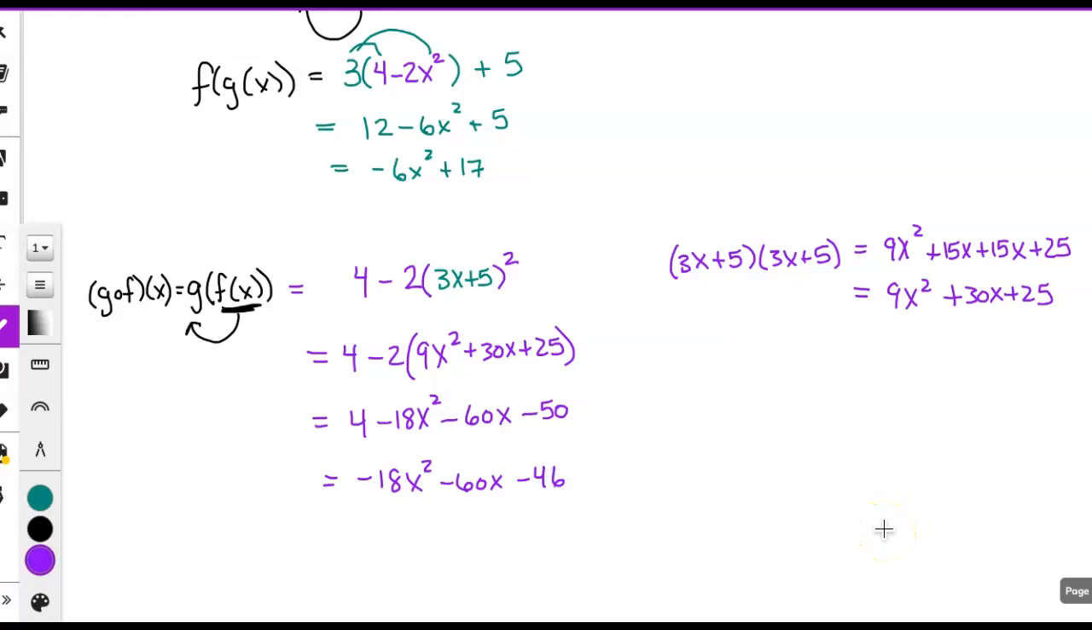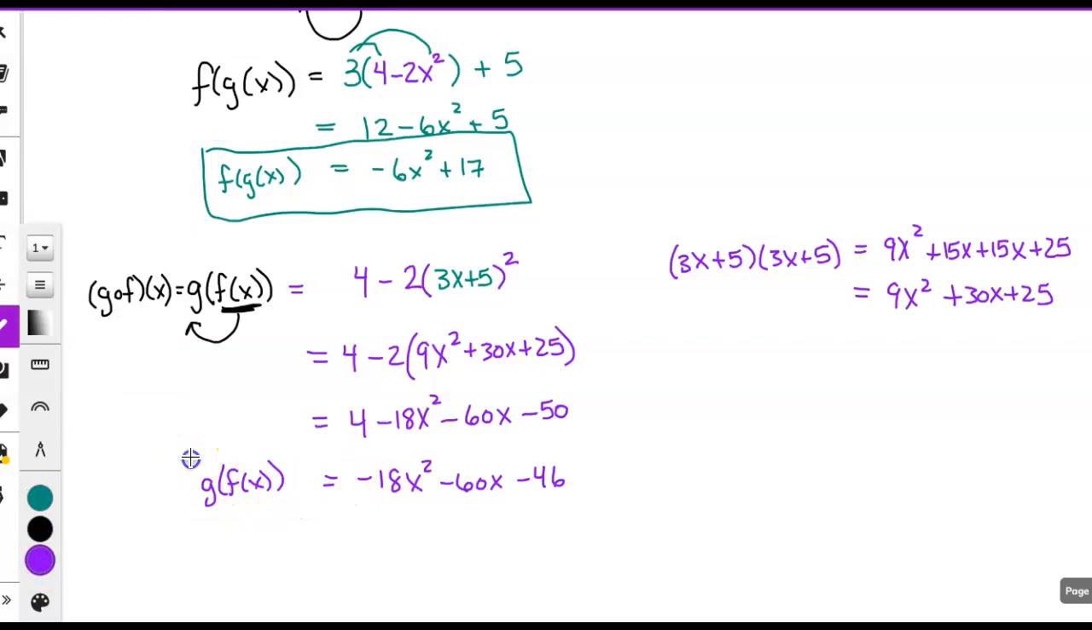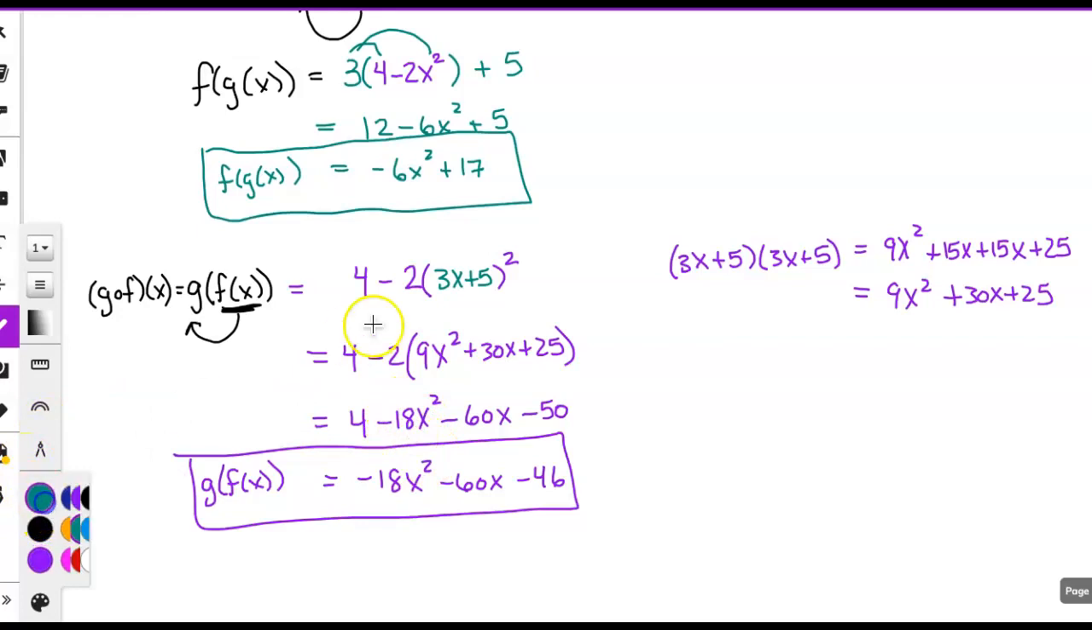Okay, and then it seems like he also wanted you to plug in some numbers. And so once you have these, so this is my g of f of x, and this is my, change colors I guess, f of g of x. And let me put some boxes around these so we pay attention to them. So if he wants you to do f of g of 1, you would use this guy because that's the correct order. So f of g of 1, you can just plug 1 into here. So it would be negative 6 times 1 squared plus 17.